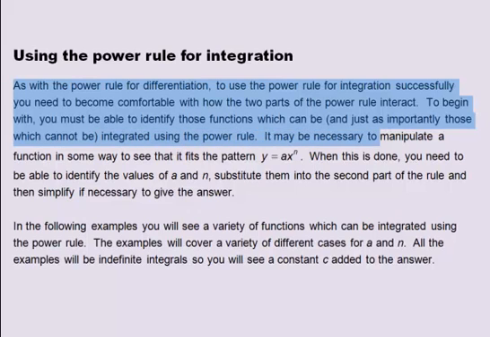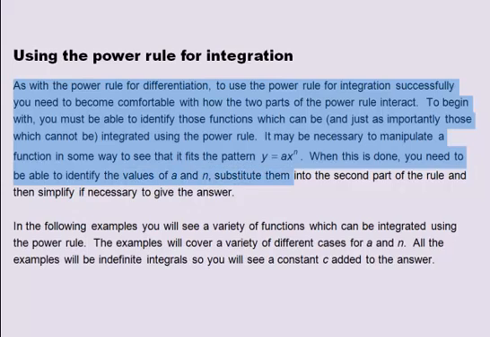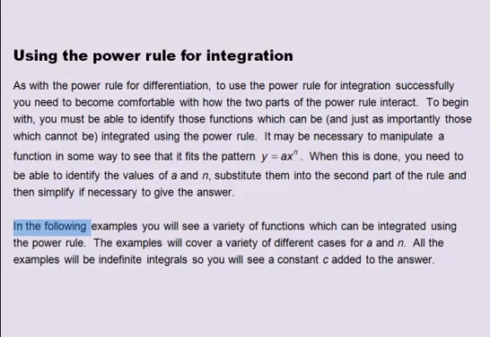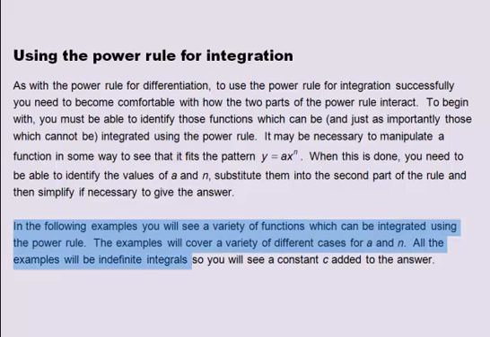It may be necessary to manipulate a function in some way to see that it fits the pattern y equals ax to the power n. When this is done, you need to be able to identify the values of a and n, substitute them into the second part of the rule, and then simplify if necessary to give the answer. In the following examples, you will see a variety of functions which can be integrated using the power rule. The examples will cover a variety of different cases for a and n. All the examples will be indefinite integrals, so you will see a constant c added to the answer.